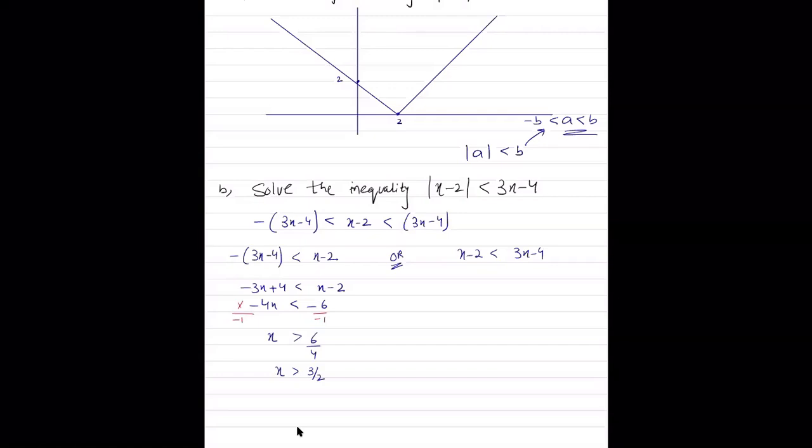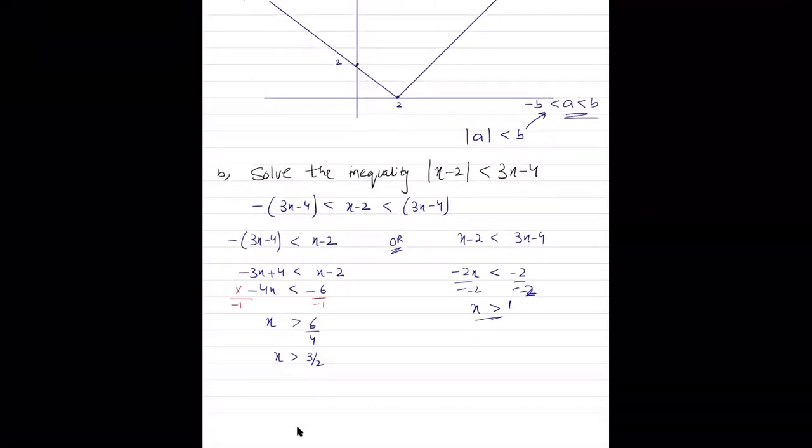And from over here, it is going to be x minus 3x, minus 2x less than minus 2. So this is going to be x greater than, the sign is going to flip, 1. Okay. Now what do you do?